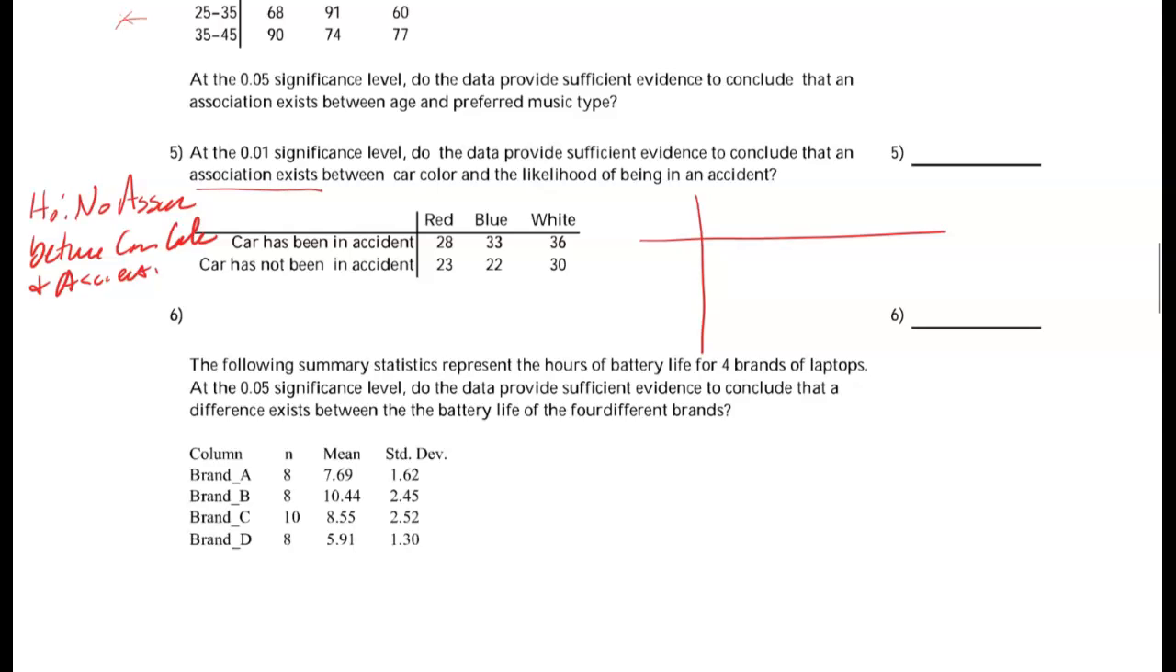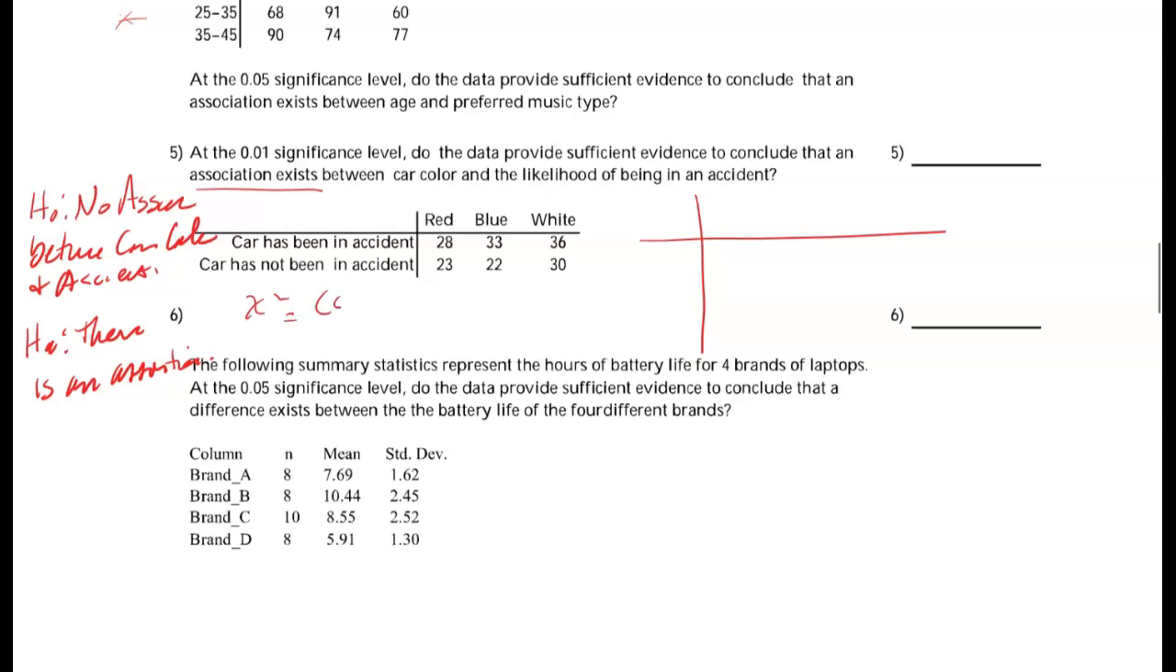Remember, your alternative always comes from the question that's being asked. So your alternative is yes, there is an association, or if you want to use the word independence, the color of a car and whether or not it's in an accident are not independent, or they are dependent on each other. There are so many different ways you can write the null and alternative hypotheses. You have to make sure you understand what's going on. There is an association. That means they are dependent on each other. Okay?